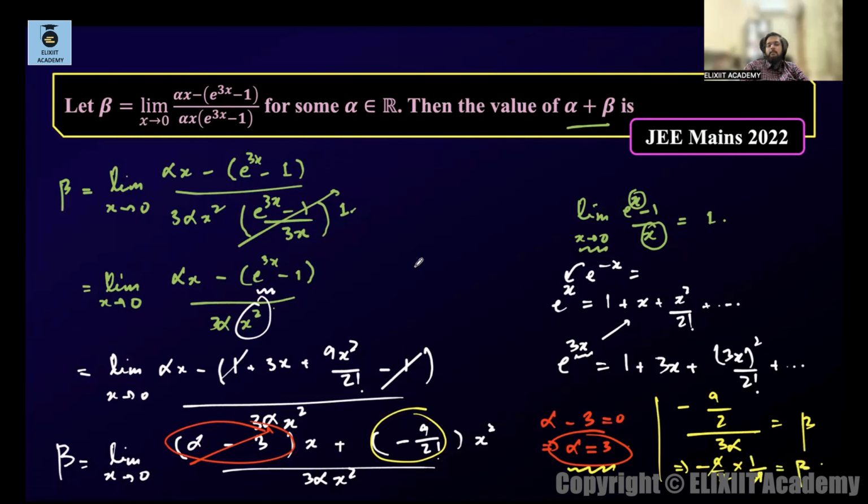So what is the value of beta? Beta will be minus half. So we have got alpha also. What is alpha? Alpha is basically 3 and beta is minus half. So we find what is alpha plus beta, which is actually 3 minus half, which is 5 by 2.